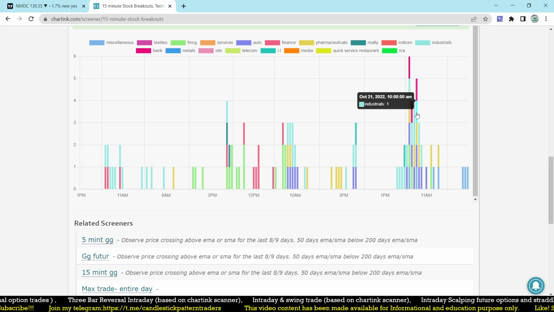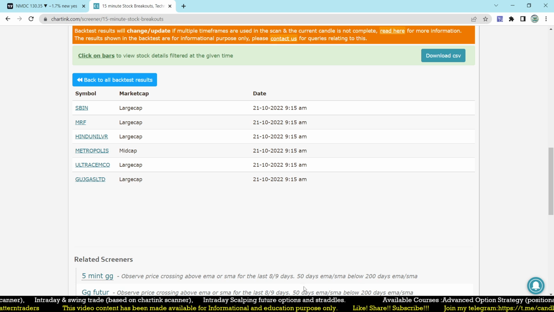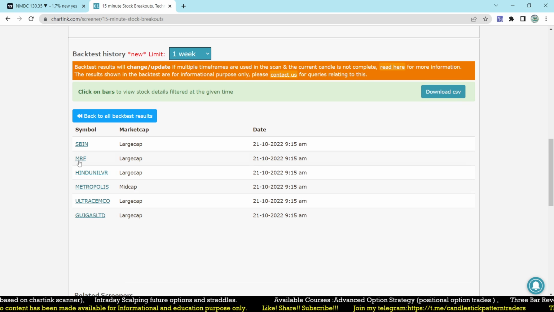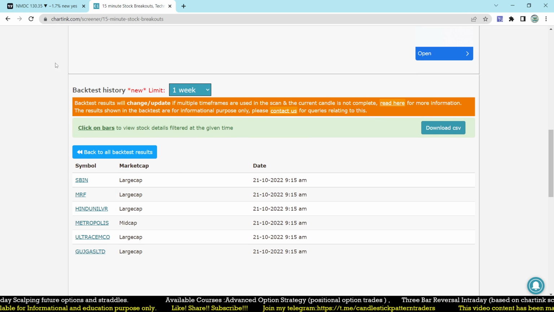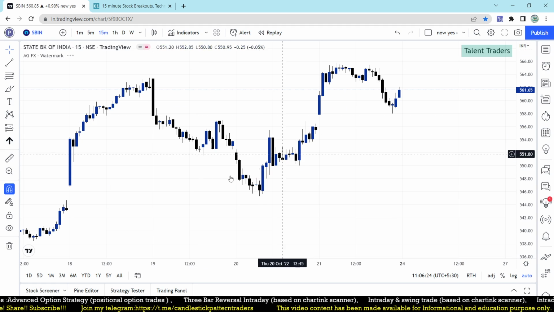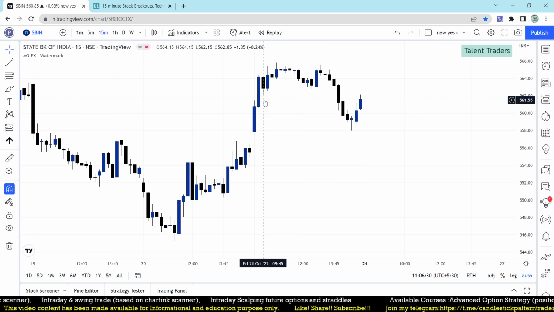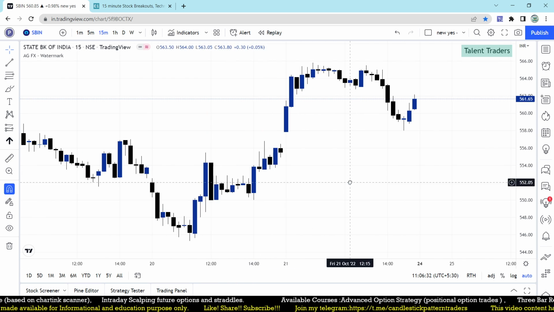Let me find out on 9:15. Instead of focusing on a huge number of stocks, we will be getting only 2, 4, 6 stocks. So SBIN, let me go for SBIN, the breakout. First 15 minutes we are going to focus. This is the first 15 minutes, and it is an open low, and where it breaks above the first 15 minutes high, we may take a trade.